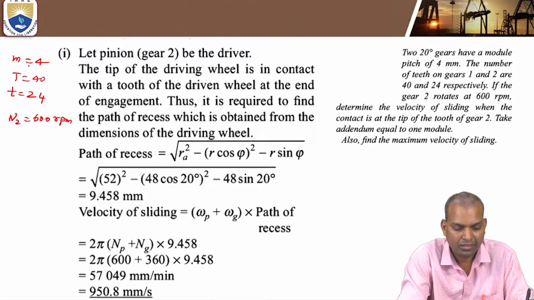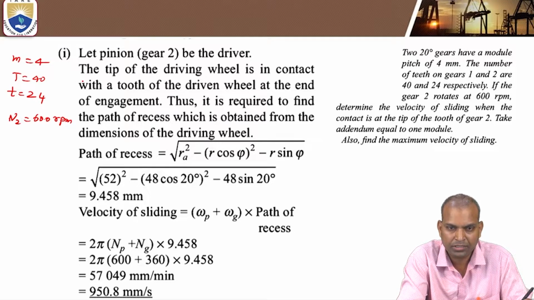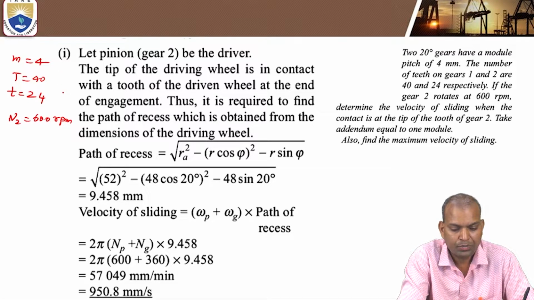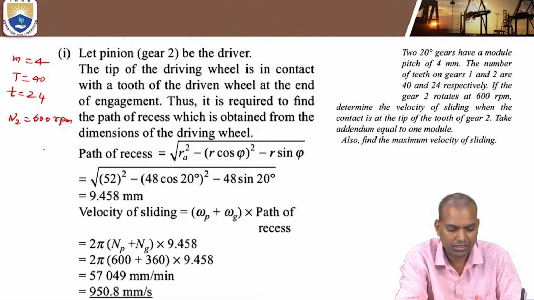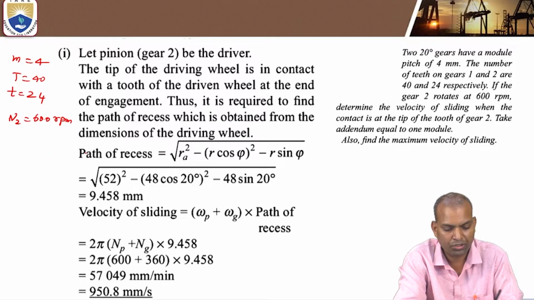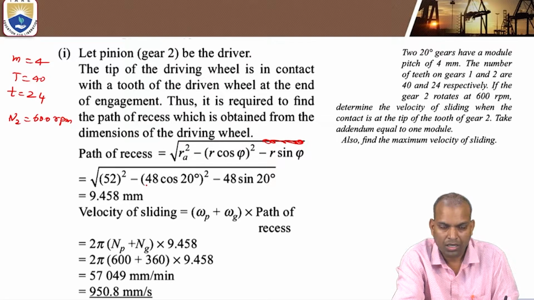Then in that case, the condition given is to determine the velocity of sliding when the contact is at the tip of the tooth of gear 2. Here, considering gear 2 is the pinion, the pinion is considered as the driver. So the tip of the driving wheel is in contact with the tooth of the driven wheel at the end of the engagement. So that means it is the path of recess. The formula for path of recess is the square root of RA square minus R square cos square phi, minus R sin phi.